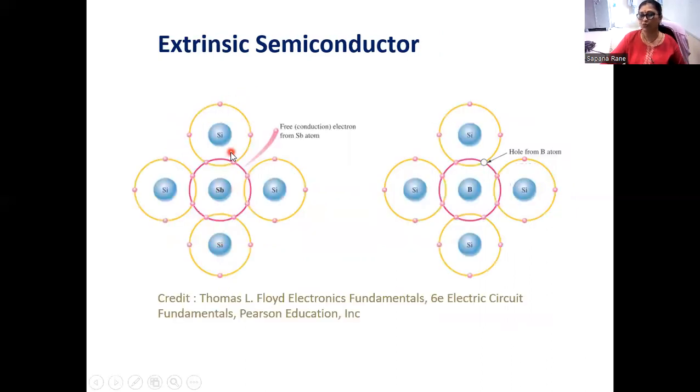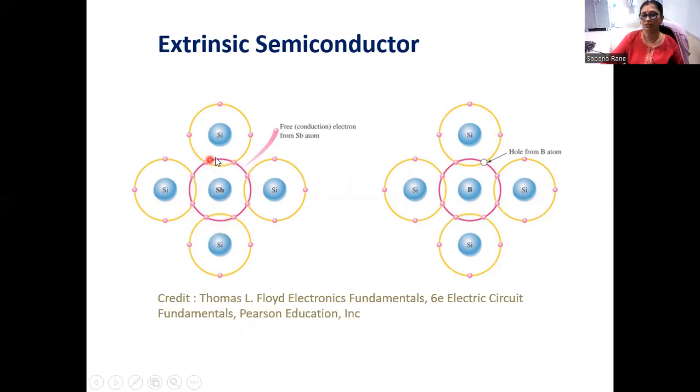There are two types of extrinsic semiconductor, namely P-type extrinsic semiconductor and N-type extrinsic semiconductor. If you observe the diagram to our left, you can see that the silicon material is doped with a pentavalent impurity, which is antimony. So antimony is trapped between the atoms of the silicon. It has a valency of 5.